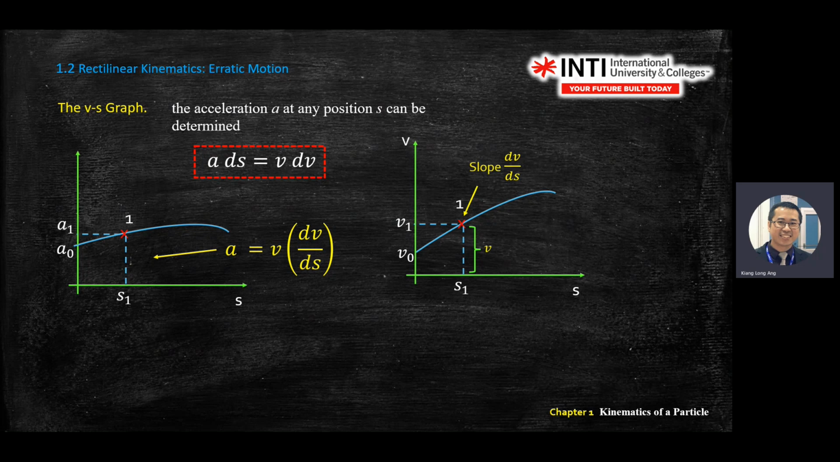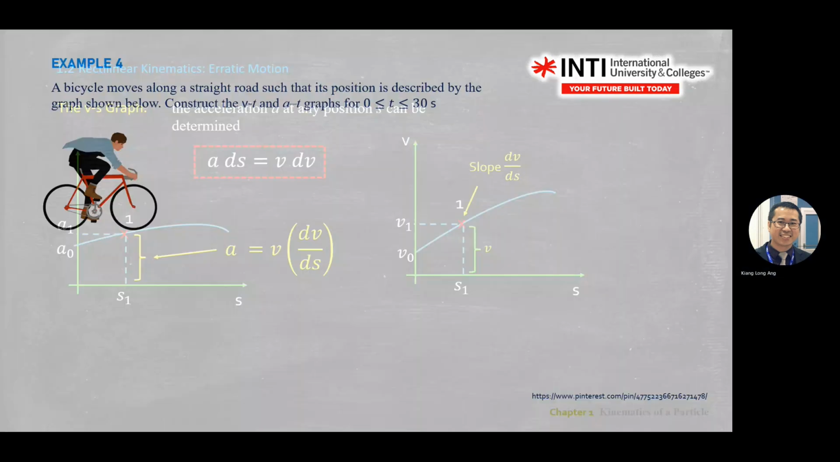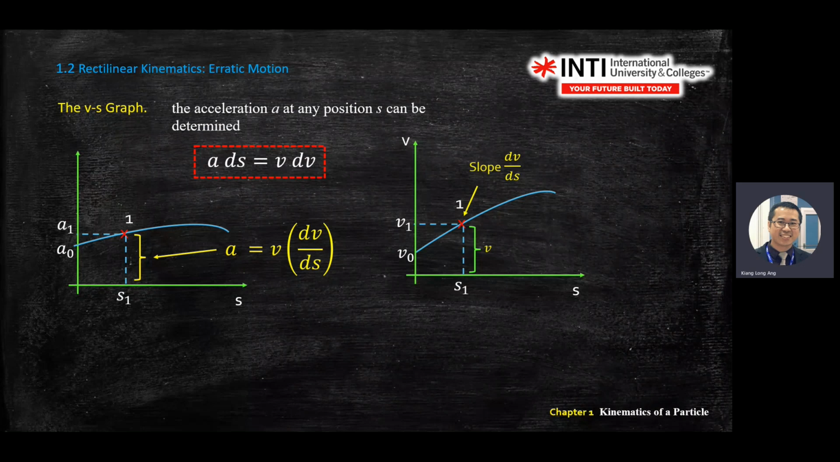So in this case, dv over ds is what? It is the slope here. As you have this value, you have this value, right? So I mean, this length here is A. Then it will give you this one. Later, you look at one example, right?